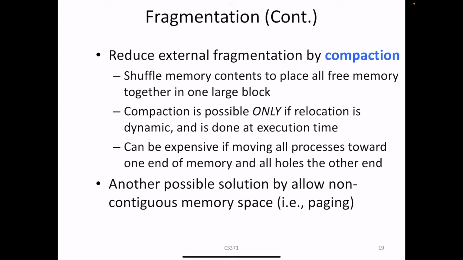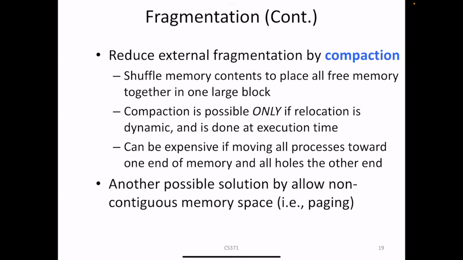From the previous description, we may know that internal fragmentation is inevitable. However, the external fragmentation problem can be solved. There are several ways to address the external fragmentation problem. We can reduce external fragmentation by compaction. We can shuffle memory contents and place all the free memory together in one larger block, so that it is large enough to be used by other newly coming processes.